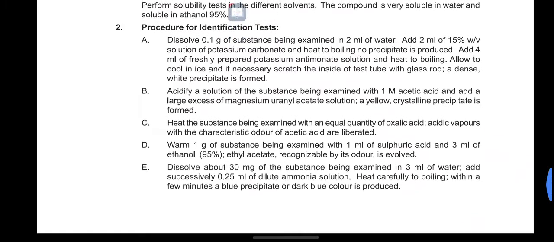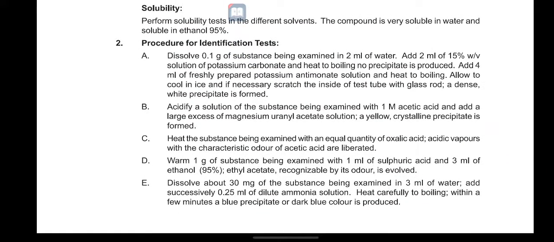There are 5 tests. First test: dissolve 0.1 gram of substance in 2 ml of water. Add 2 ml of 15% weight by volume solution of potassium carbonate. Heat the solution to boiling. No precipitate is produced. If no precipitate is produced, then continue the test.